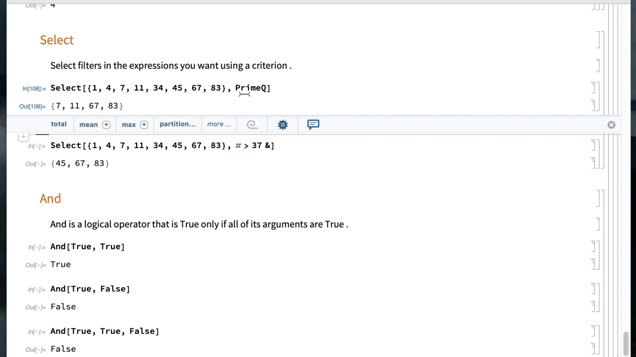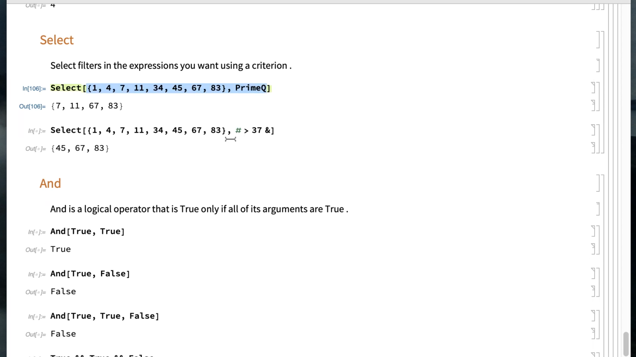You don't have to use a built-in function as your test. Here I've written a little custom function, and you can see why this little quick ampersand notation is useful. It's just a short little thing. And so this is saying find me every number in this list that's greater than 37.